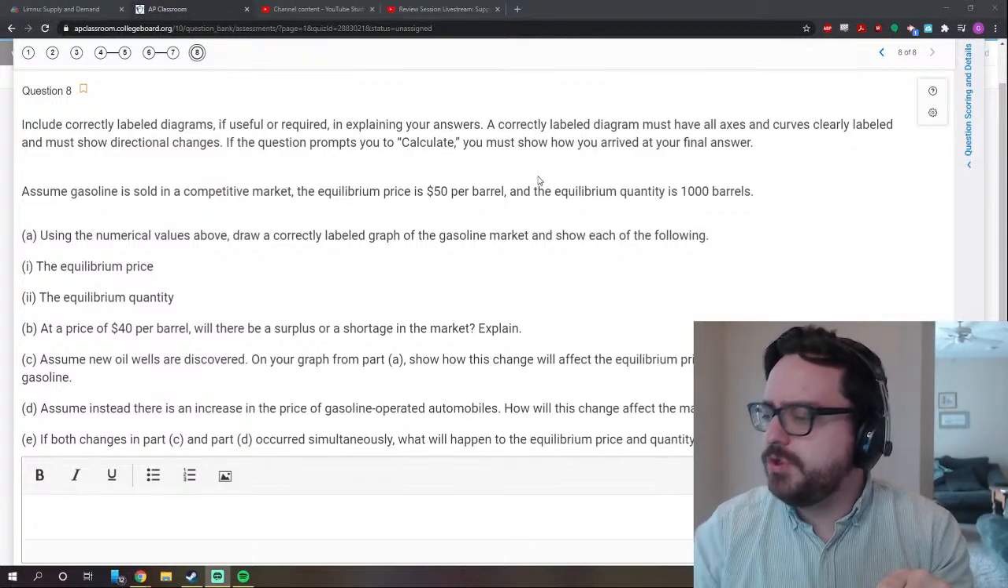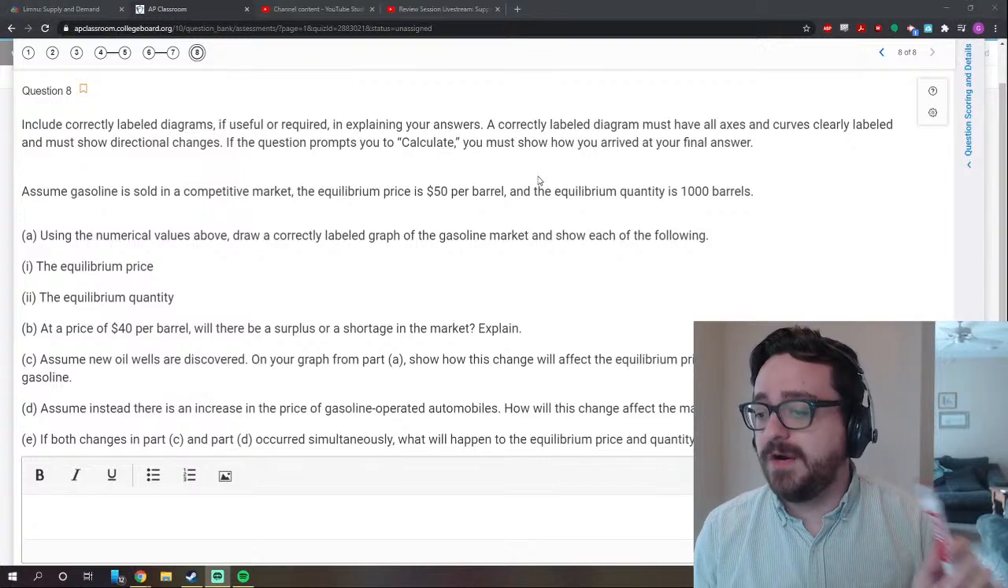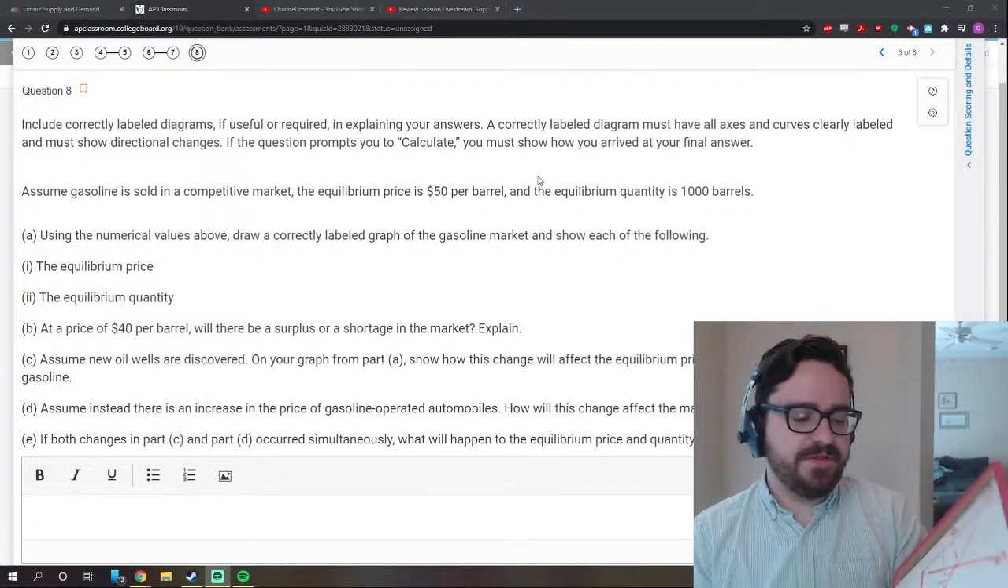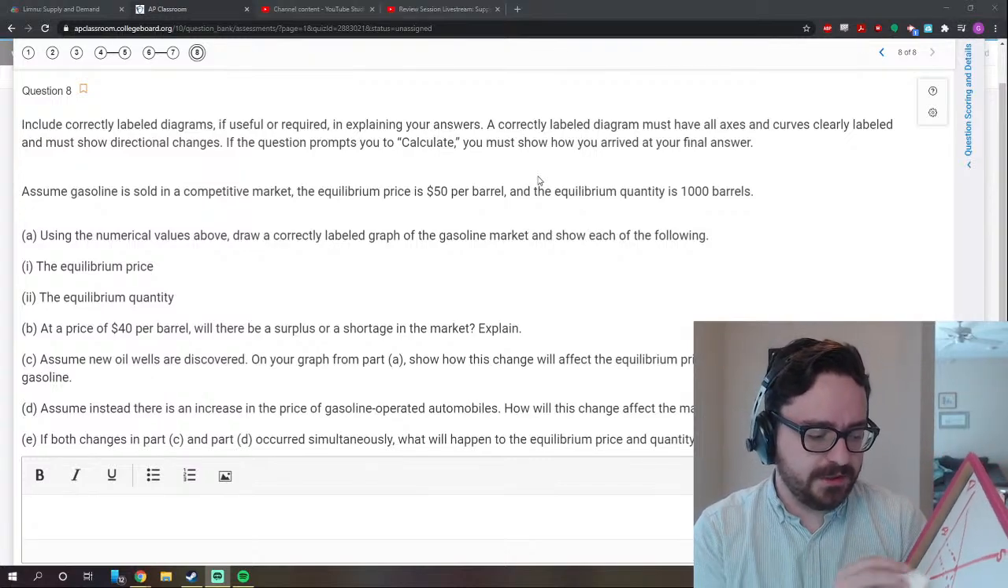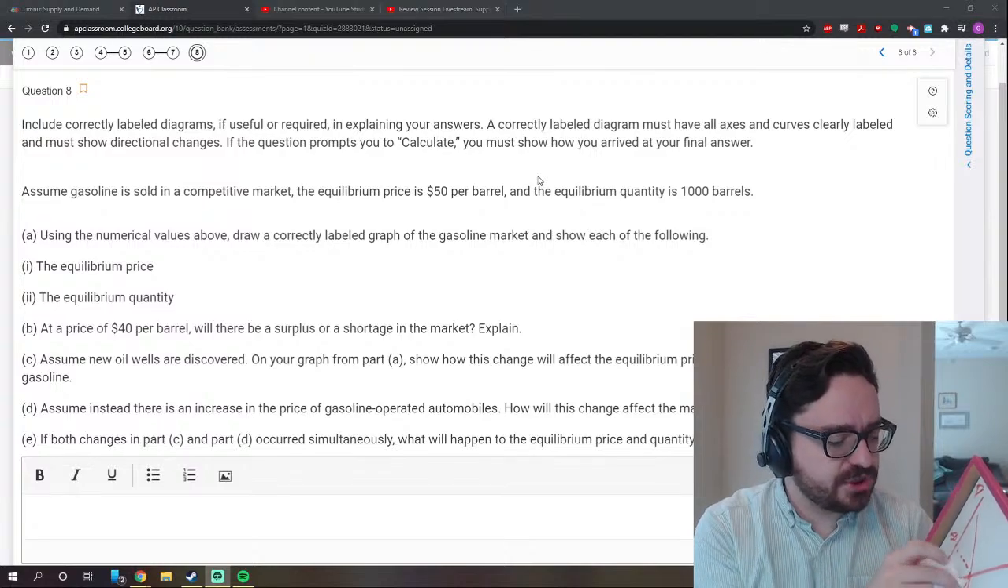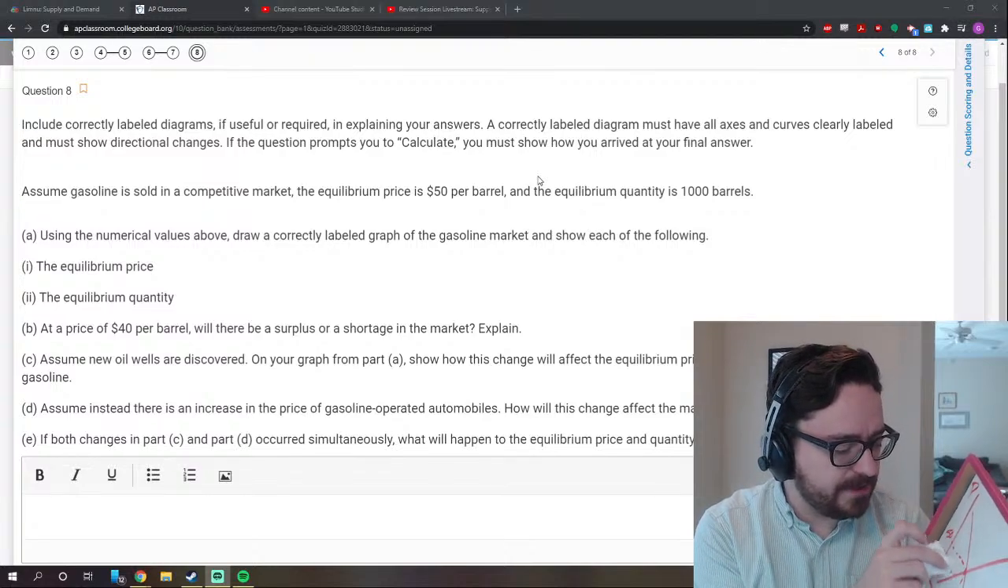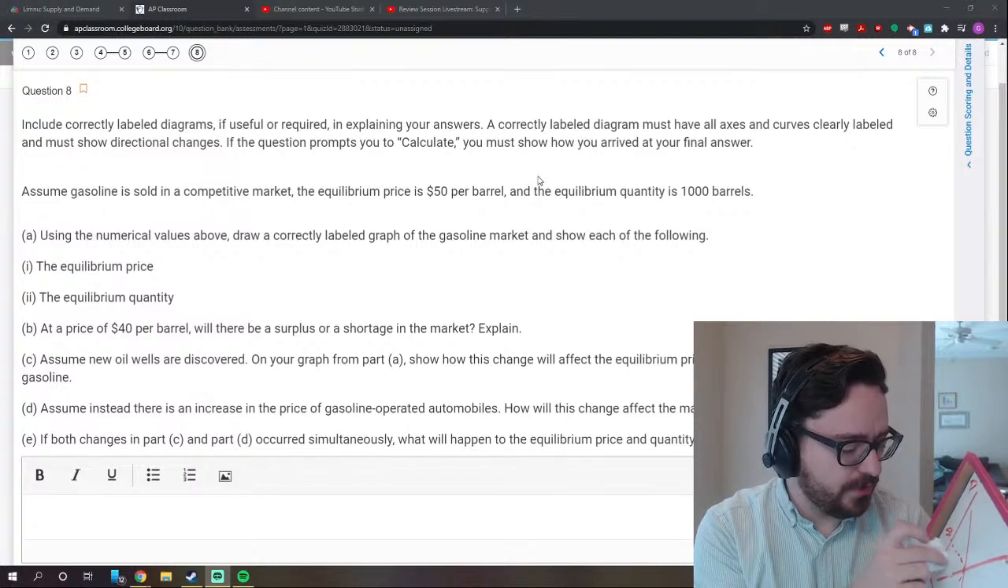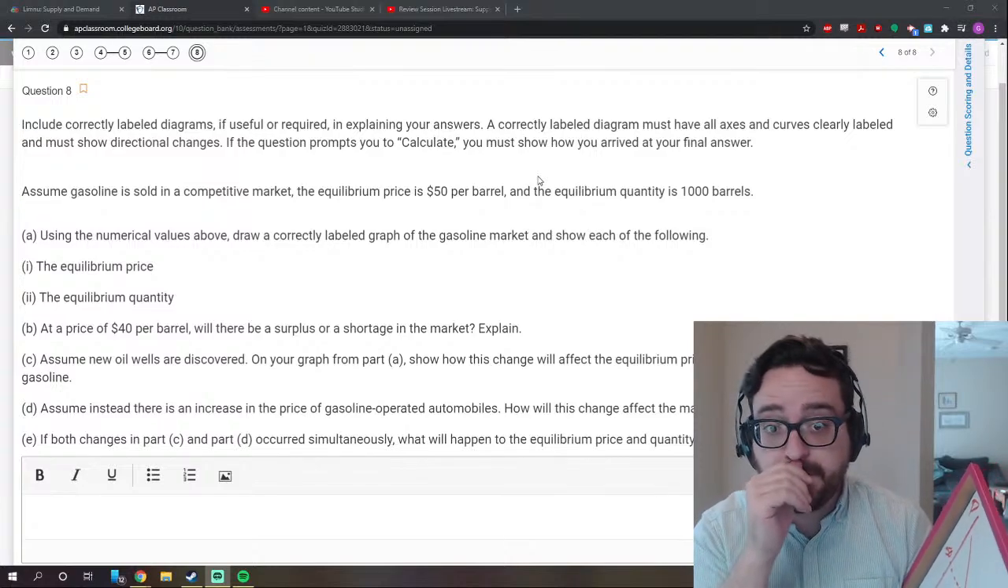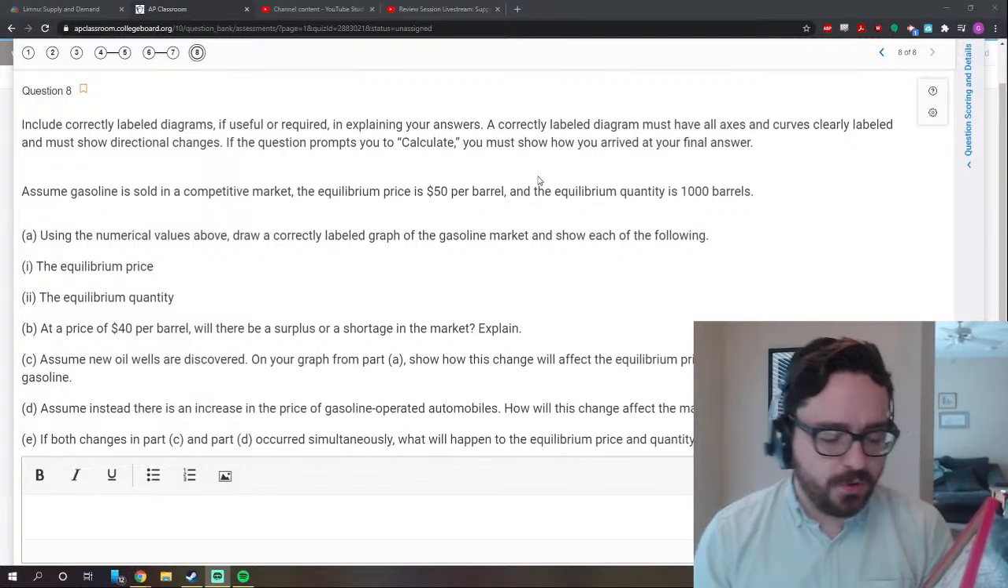C, assume new oil wells are discovered. On your graph from part A, show how this change would affect your equilibrium price and quantity. If a question ever asks you to show a thing on the AP exam, be aware that means you have to draw it. You're going to visually do it. You're not going to verbally do it. So new oil wells are discovered.